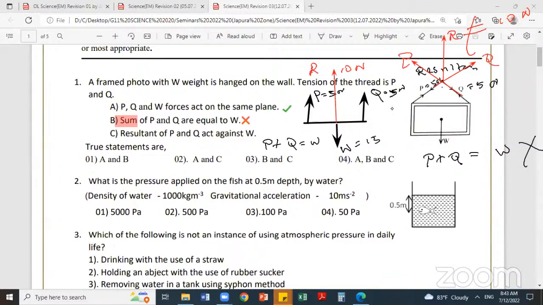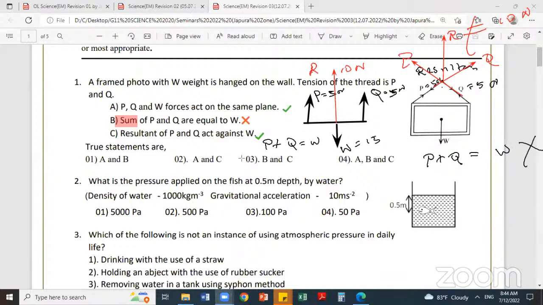C. The resultant of P and Q acts against W. That is correct. So the correct statements are A and C. Please raise your hand before I tell the answer. Those who got only A and C correct, how many of you got A and C only correct? Please raise your hand.